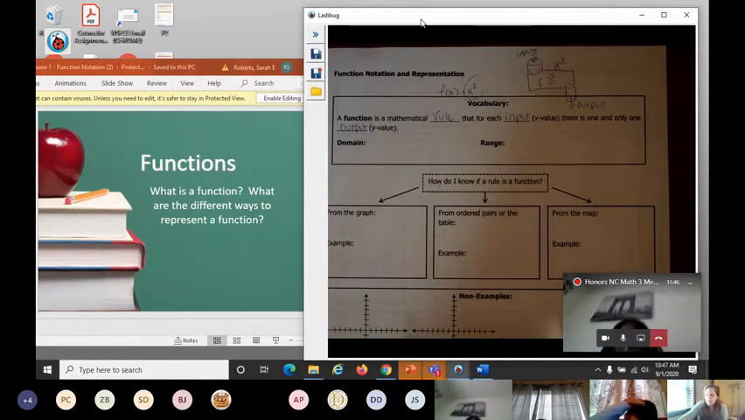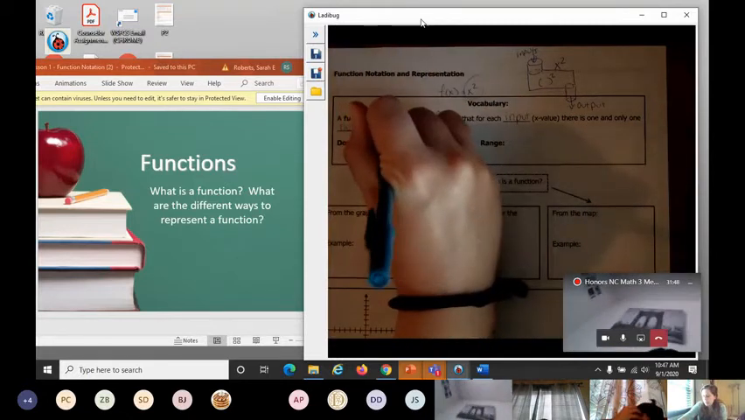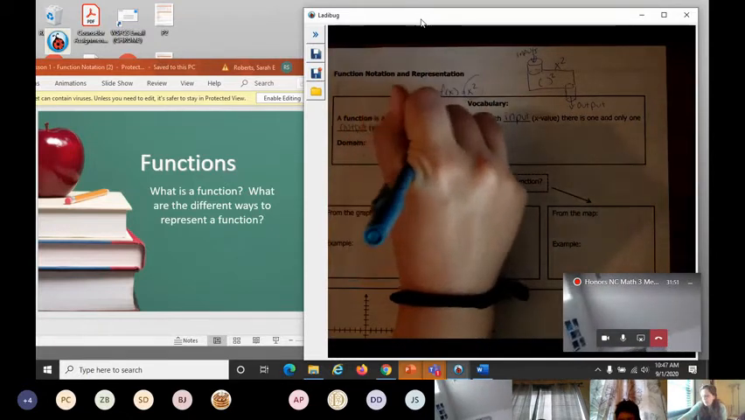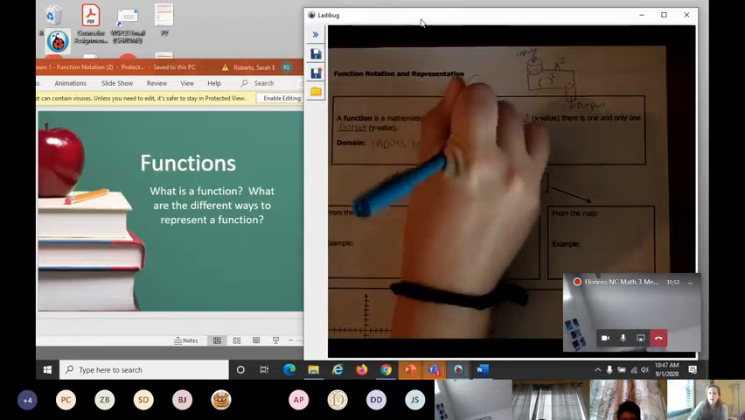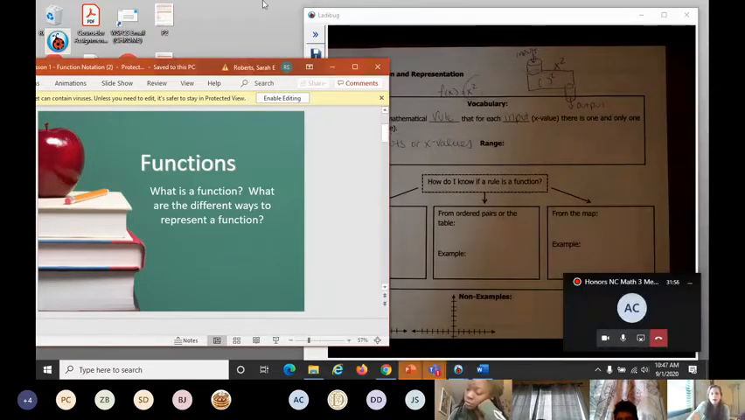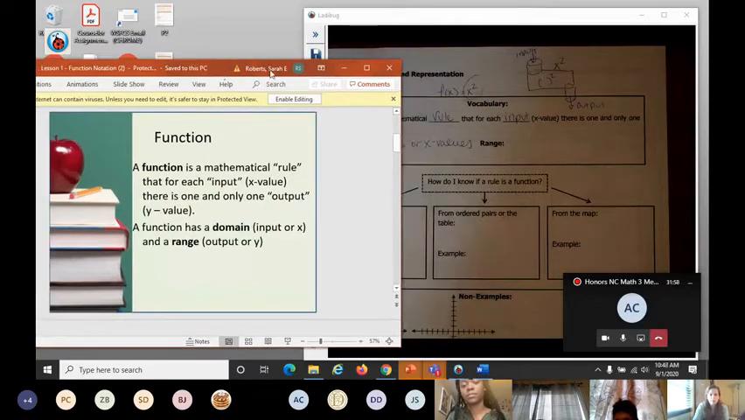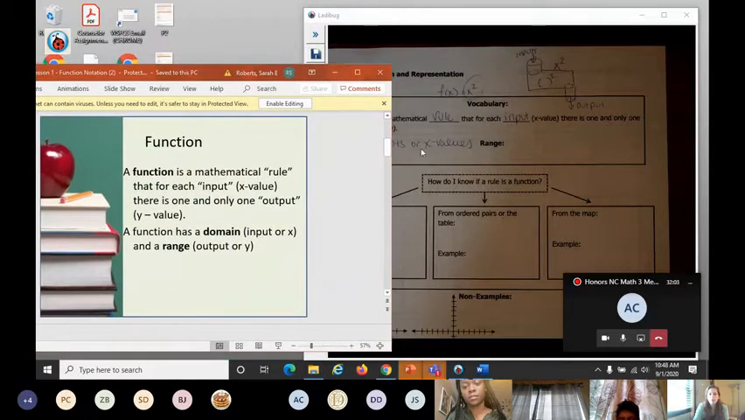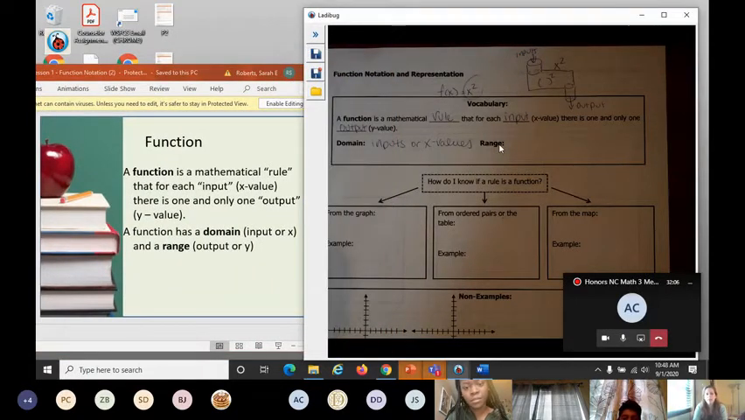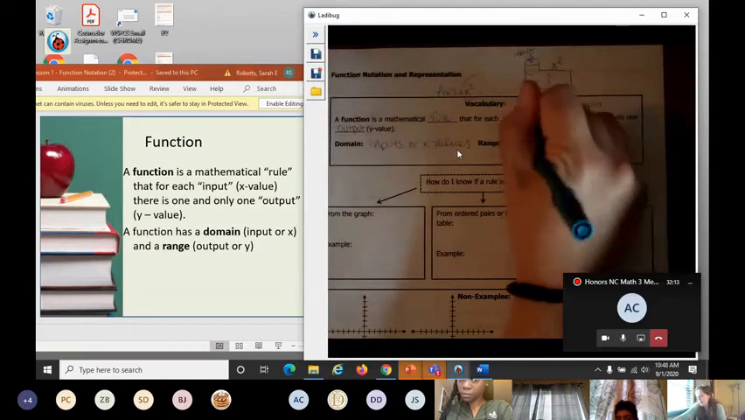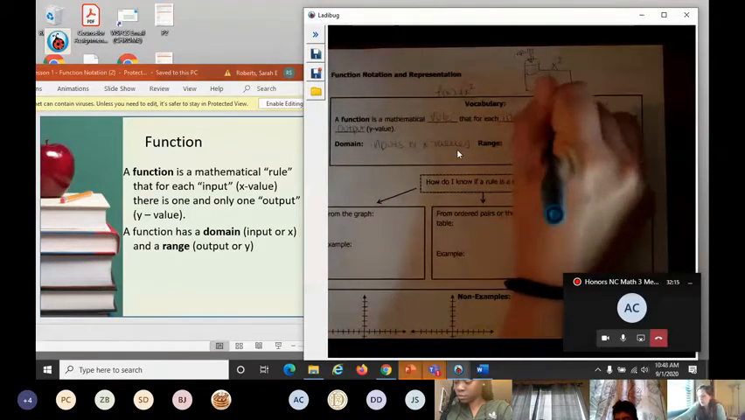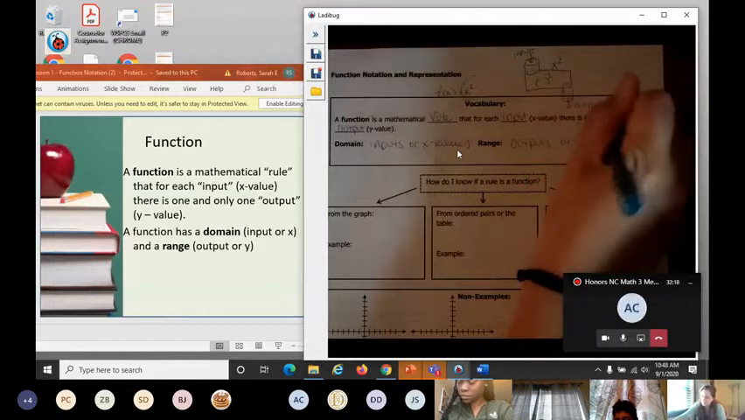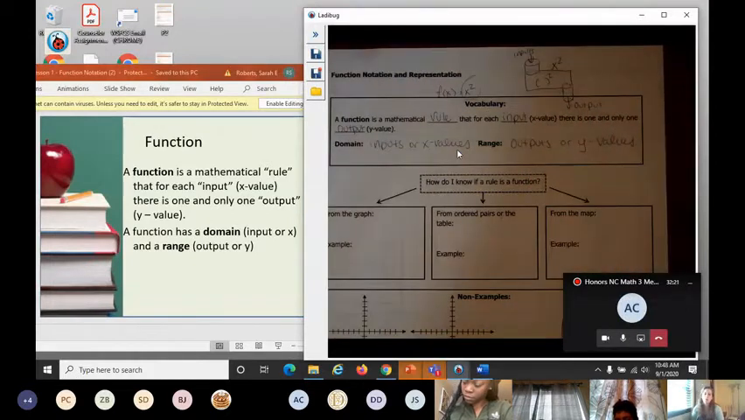Okay, so our domain are our inputs or x values. And we talked a little bit about this last week. Let me get this so that it'll move through. Oh, it did. Okay, so a function is a mathematical rule that for each input, we have one and only one output. Our domain are our input or our x values, and our range are our outputs or y values. Okay, questions so far?